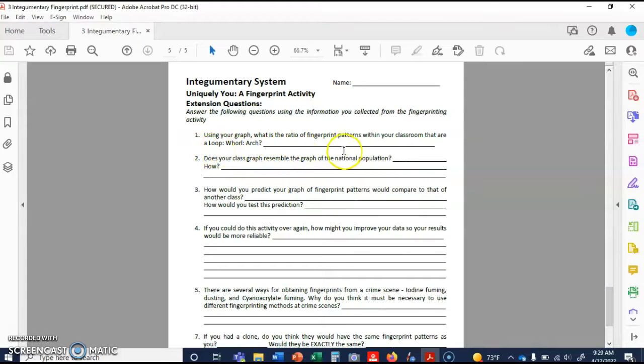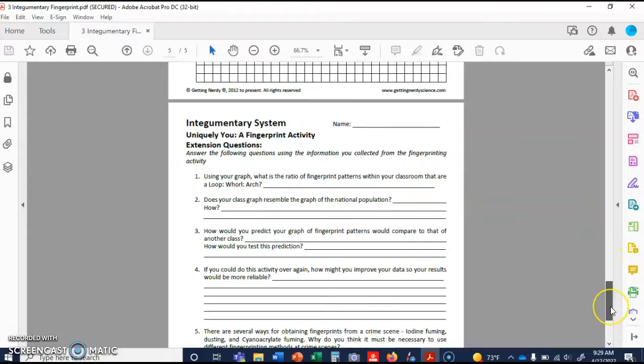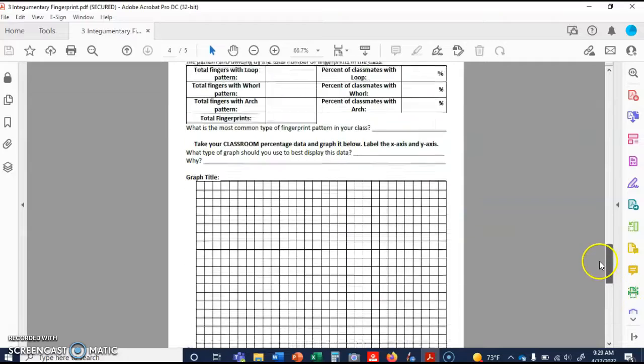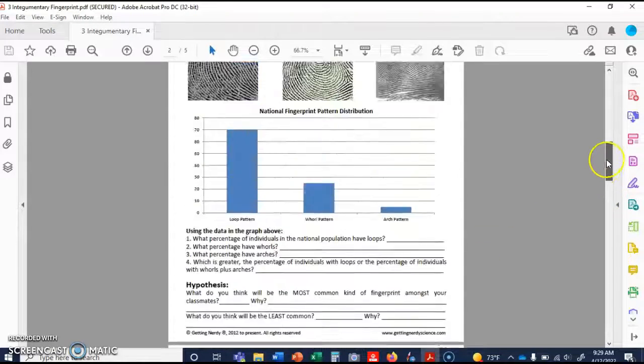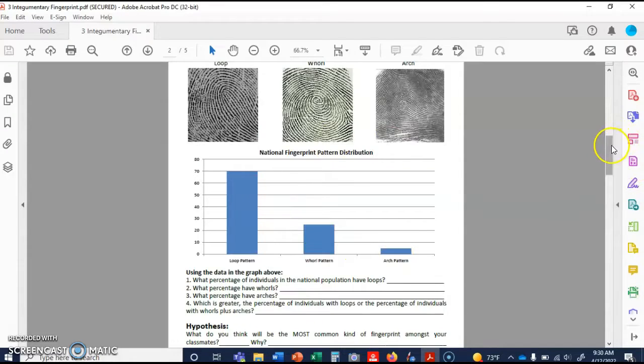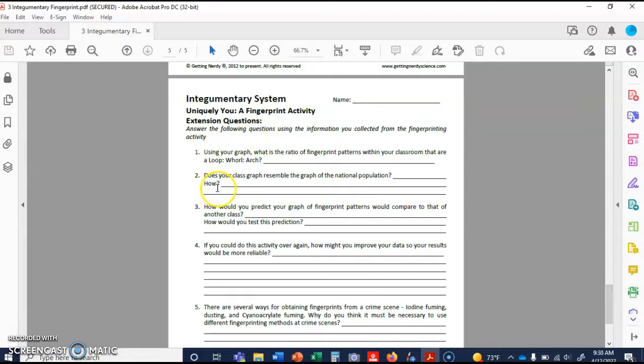Using your graph, what is the ratio of fingerprint patterns within your classroom that are loop to whorl to arch? So to get the ratio, I would do loop to whorl to arch, these three. And that would go right there. It says, does your class graph resemble the national population? So you'd look at this graph that you made and compare it to this graph and see, is it similar? Is it different? How is it different?